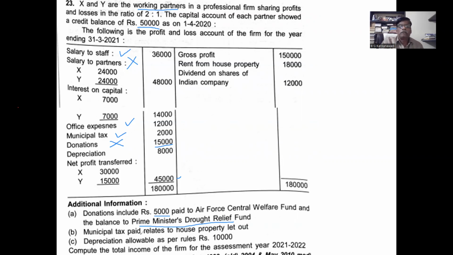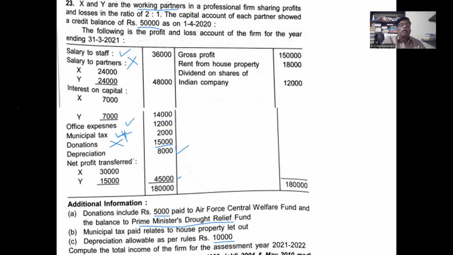Then municipal tax relates to house property, so municipal tax is disallowed here. Then depreciation as per rules is 10,000. You already showed 8,000 in the P&L account. 10,000 is allowable, therefore an additional 2,000 you have to allow. That comes under the less heading.